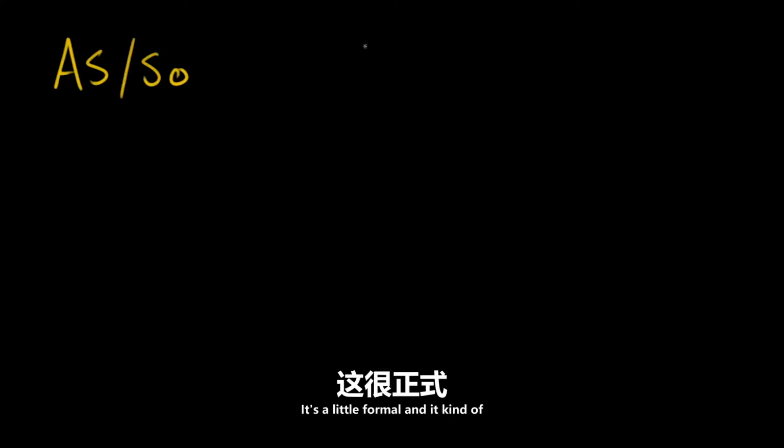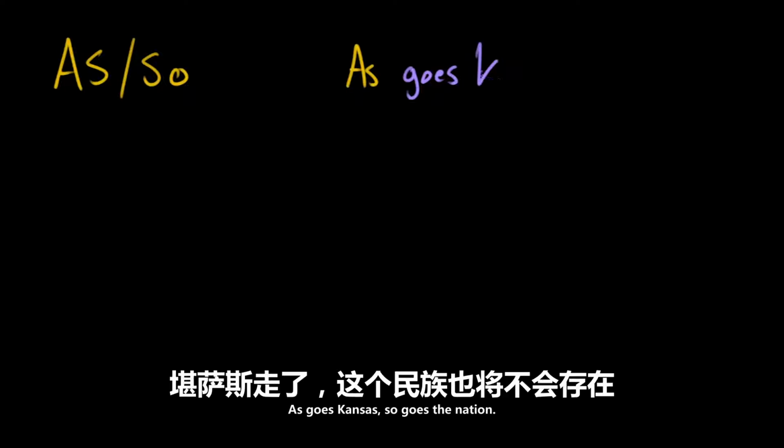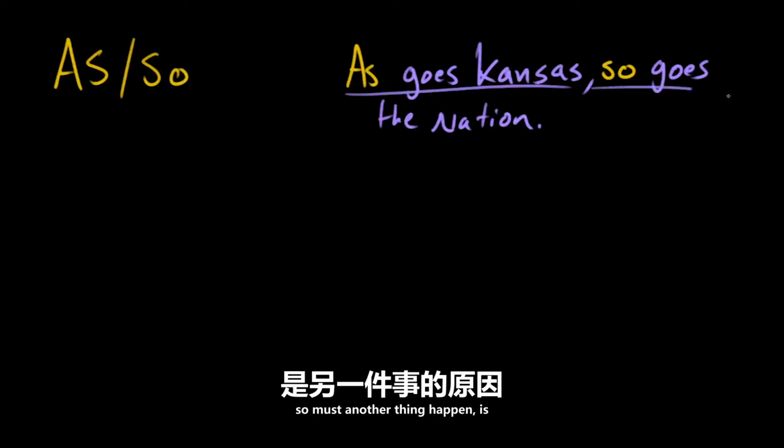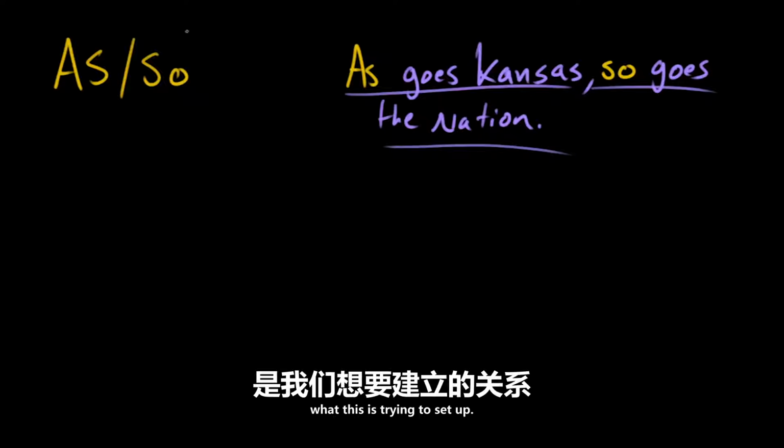As so is kind of an interesting one. It's a little formal, and it kind of allows you to set up this relationship of consequence, right? To say if one thing is happening, then another thing happens as a consequence. So, as goes Kansas, so goes the nation. So, you know, as one thing happens, so must another thing happen, is what this is trying to set up.